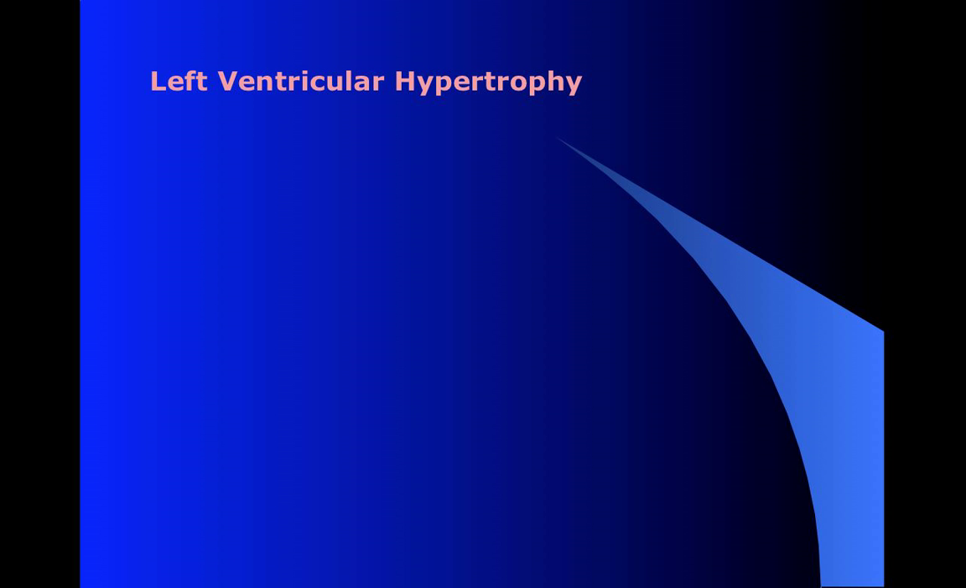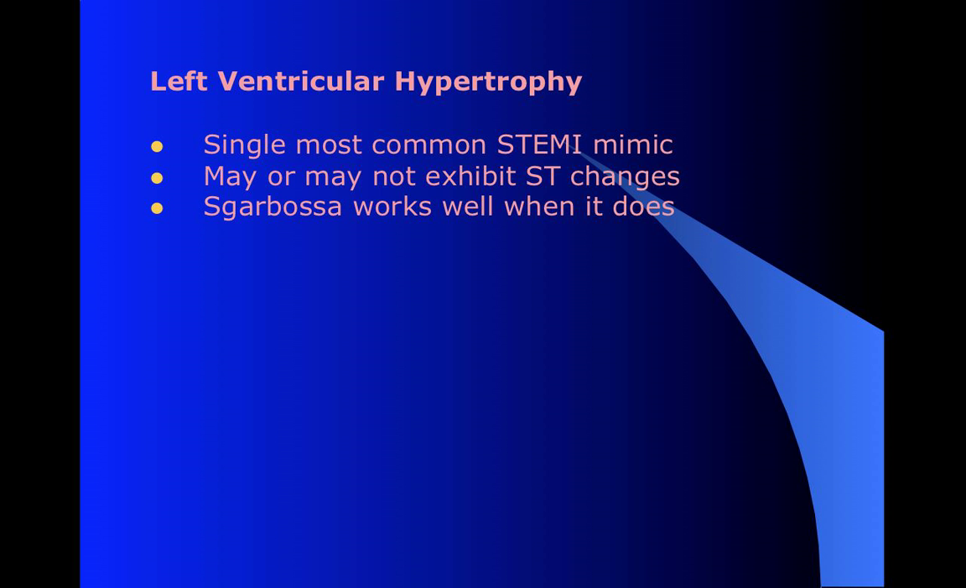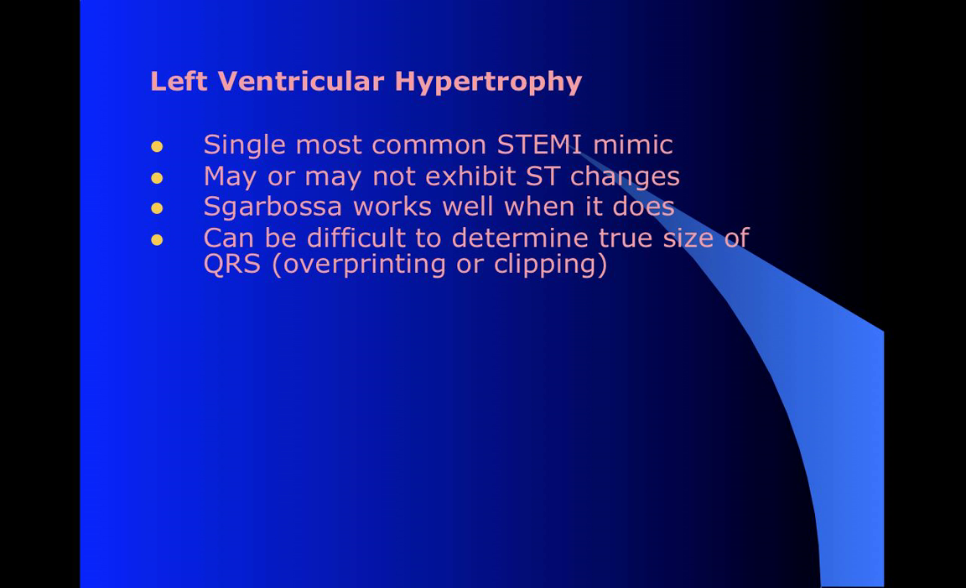Alright, LVH, maybe the most common, certainly among the top 2 or 3. According to that one study we looked at, they think it's the single most common. Now, it doesn't always cause ST changes. When it does, we call that a strain pattern. It's just an effect of the myopathy in the heart. When it does cause these changes, Scarbosa criteria work quite well.